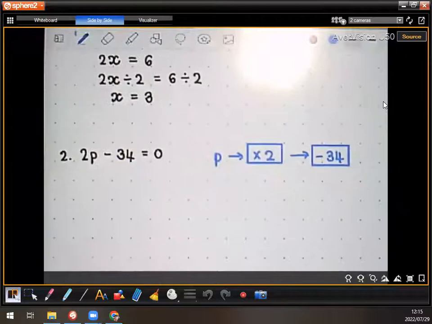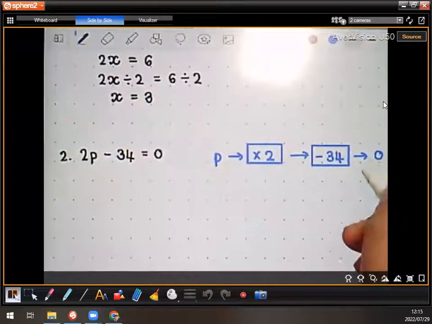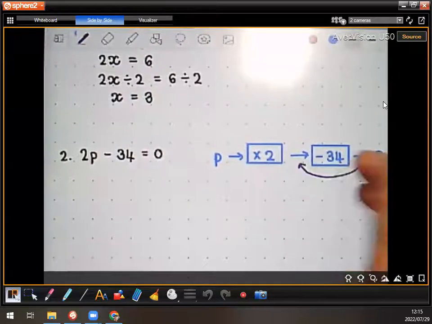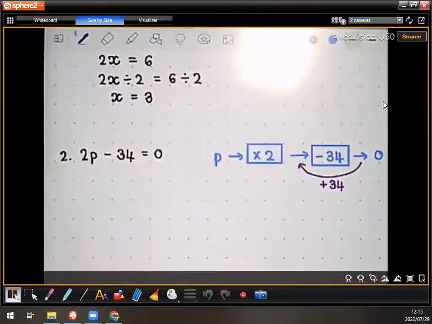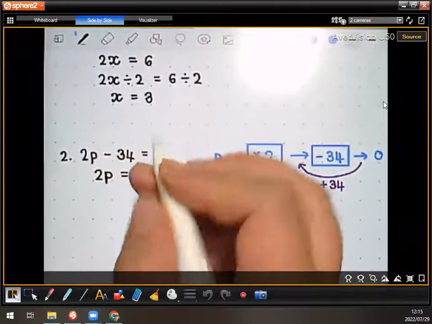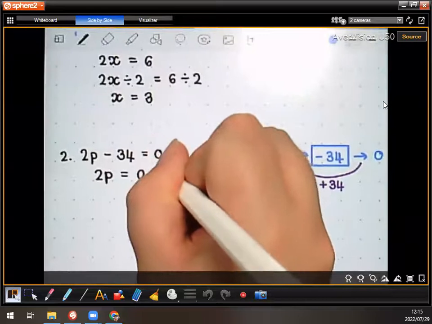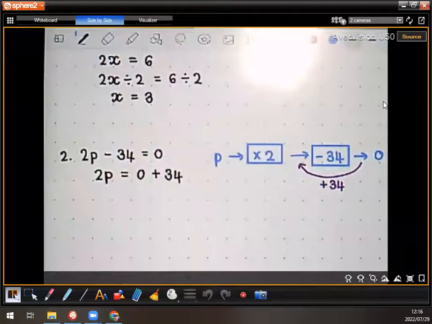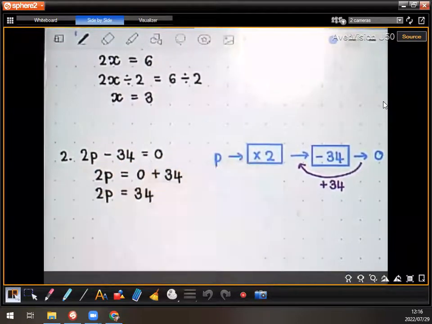And what is my output value? What's my answer? 0, hey? Okay, so now we need to work backwards, guys. What is the opposite of minusing 34? Adding 34. We're going to do that first. Let's quickly do that, actually, before we even write the next one. We're going to add 34. So we're going to say 2p is equal to 0. That's what we have on that side, right? And now we are adding 34. What is 0 plus 34? That's 34.